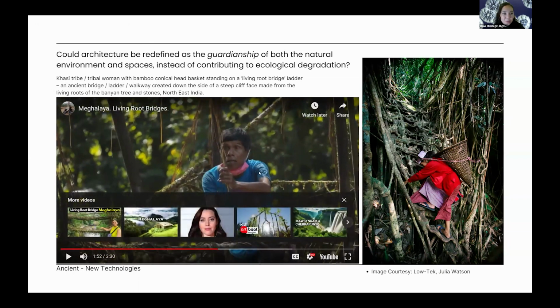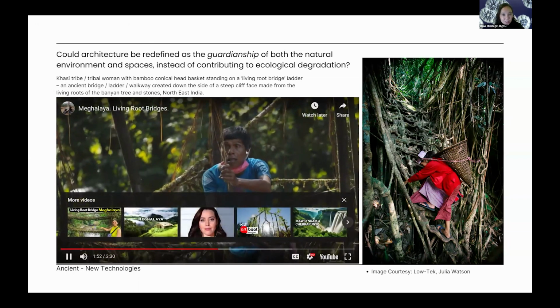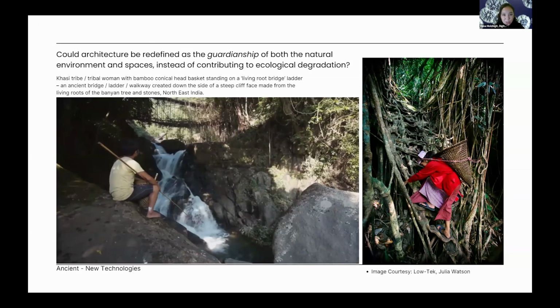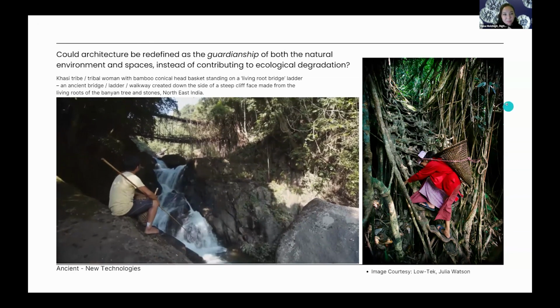And so our question would be, could architecture be redefined as the guardianship of both the natural environment and spaces instead of contributing to ecological degradation?